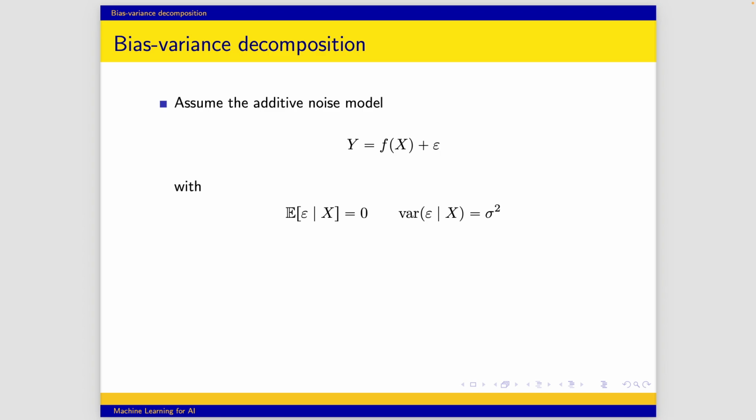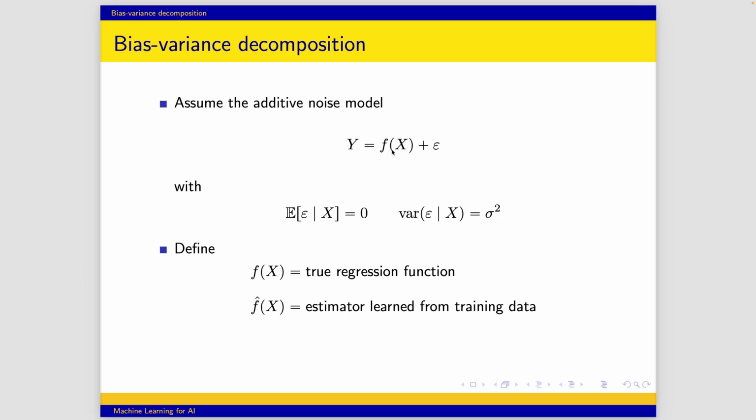Okay, so let's derive the famous bias-variance decomposition. Let's start with the assumptions. We are going to assume that we have our additive noise model. So our target, y, our output, is equal to some true function plus some noise. And we're going to make two assumptions about this noise. We're going to assume that conditional on x, the expected value of the noise is 0, and that it has constant variance conditional on x equal to sigma squared.